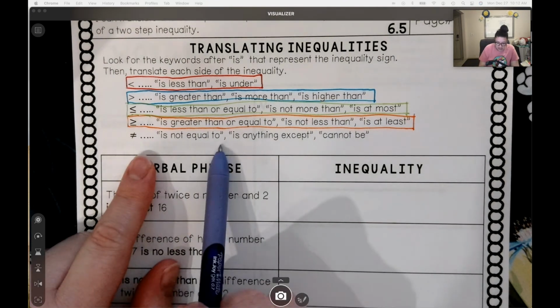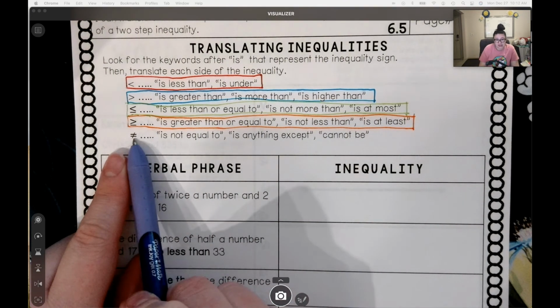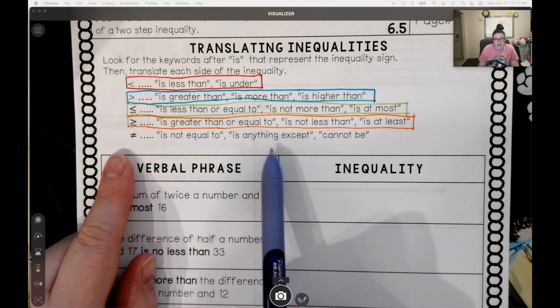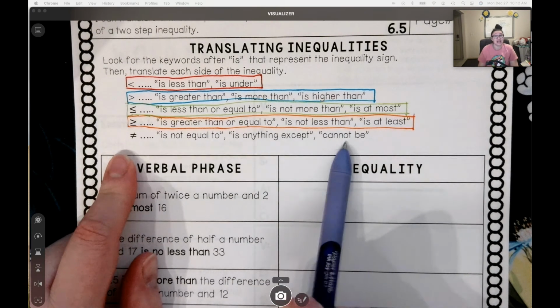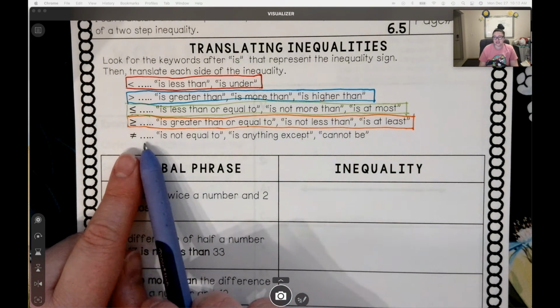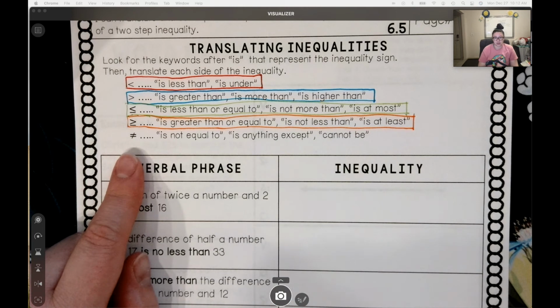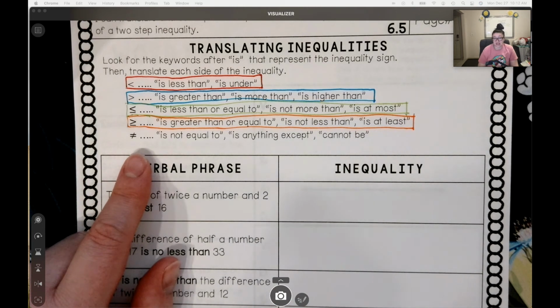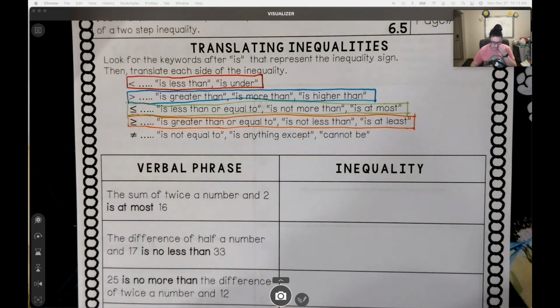If something is not equal to, you might see that symbol. Is anything except, cannot be. All those mean is not equal to. With inequalities, we really don't see that sign a ton in this unit. We'll see it more in units to come, though.